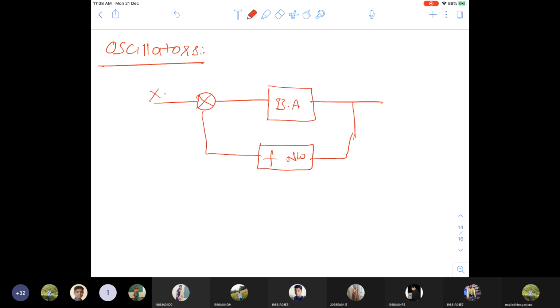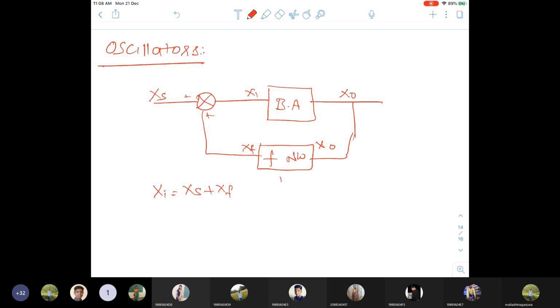Okay, so this is xs, xi, x naught here, and the beta equal to... sorry, so this is xf. Both are in phase. So from here, xi equal to xs plus xf. Both are in phase means xi equal to xs plus xf.